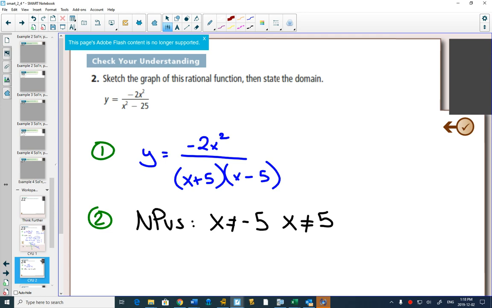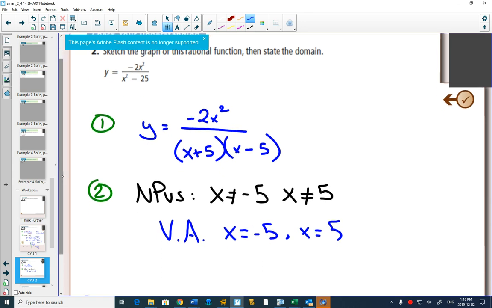And now we have to decide, are these going to be vertical asymptotes or holes? Well, they don't simplify away, so both of them are vertical asymptotes. Perfect. Step 3.